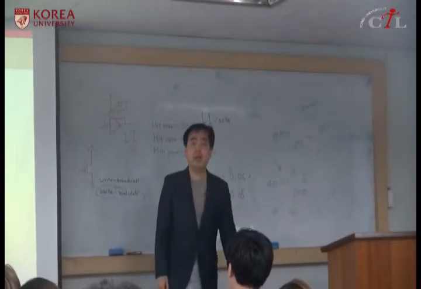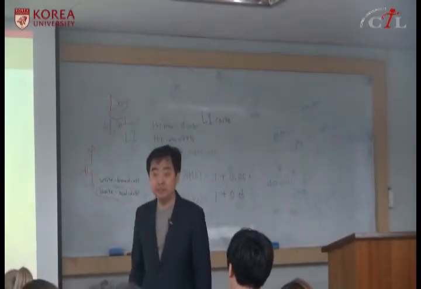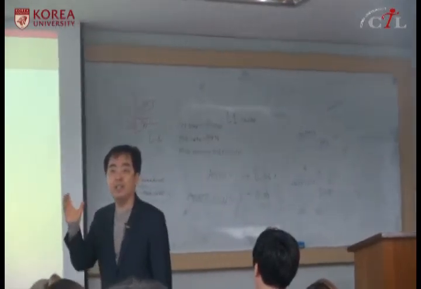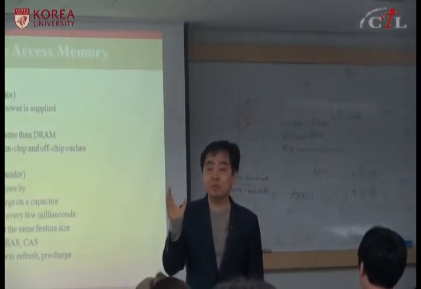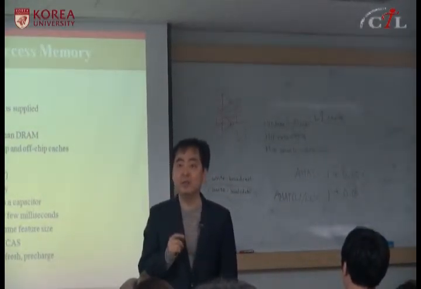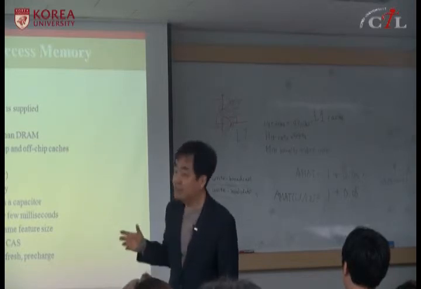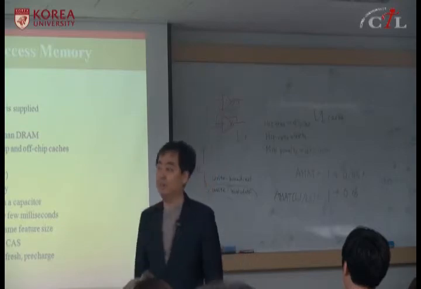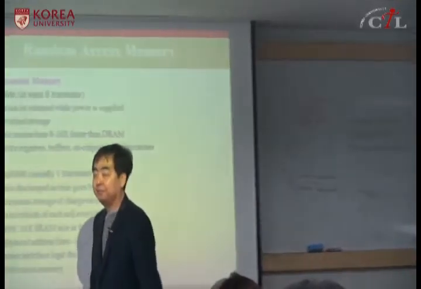So if you have a 1 gigabit DRAM chip, it means it has at least 2 to the power of 30 transistors, right? So it actually has more than 1 billion transistors, because they require some extra peripheral circuitry as well.